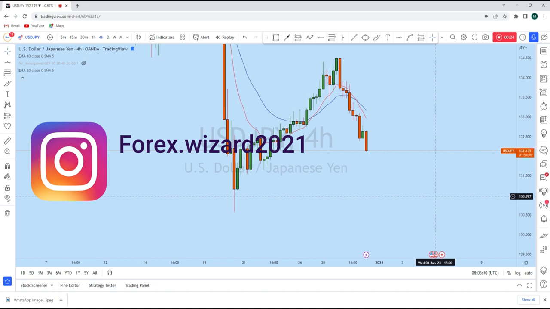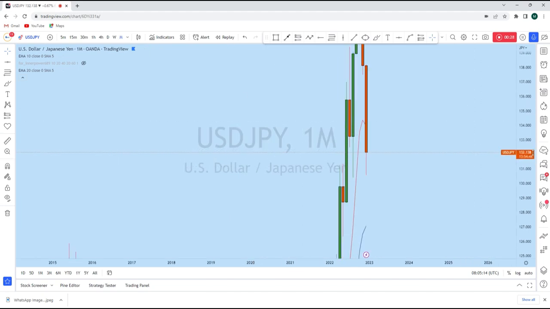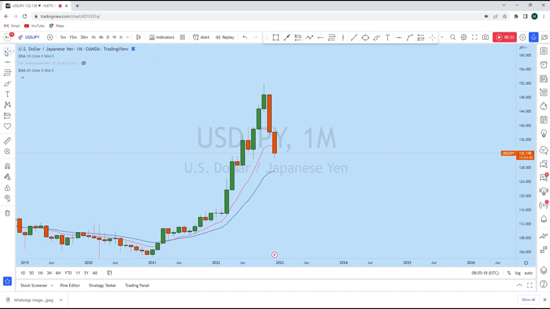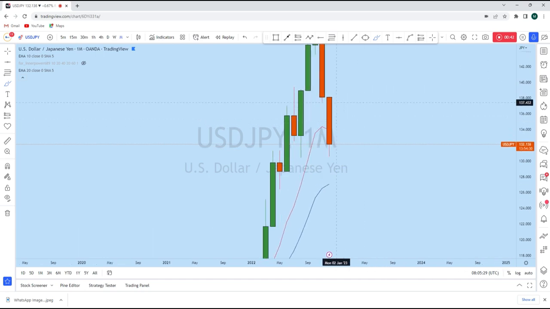First of all, looking at the monthly perspective to see the bigger picture. On the monthly perspective, we see dollar yen is a long-term bearish market. As you can see, the previous month has a strong bearish engulfer with a long red body, followed by this month. What we have seen is that as soon as the market opened, there was no effort from the buyers. Dollar yen has strongly dropped.